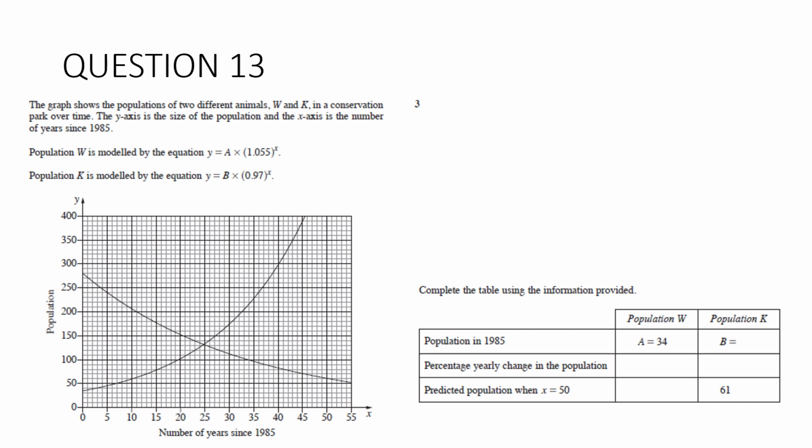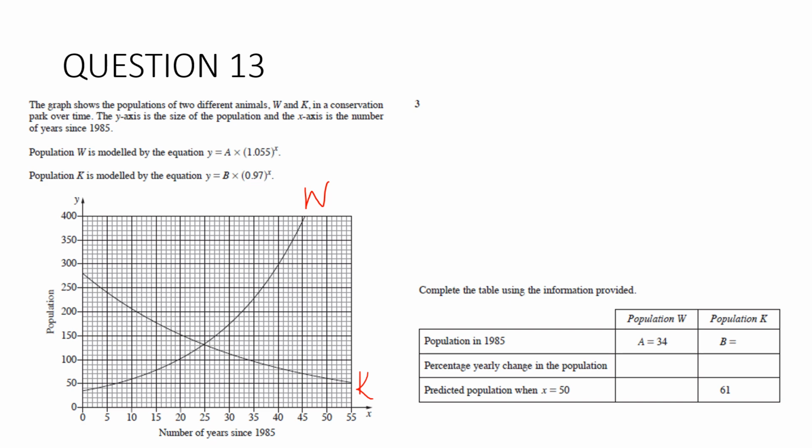Question 13. The graph shows the populations of 2 different animals, W and K, in a conservation park over time. The y-axis is the size of the population, and the x-axis is the number of years since 1985. Population W is modelled by the equation y equals a times 1.055 to the power of x, so this is W here. Population K is modelled by the equation y equals b times 0.97 to the power of x, so this is K here.